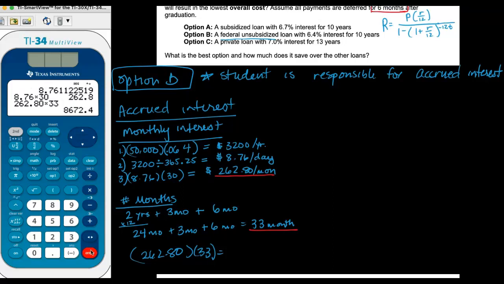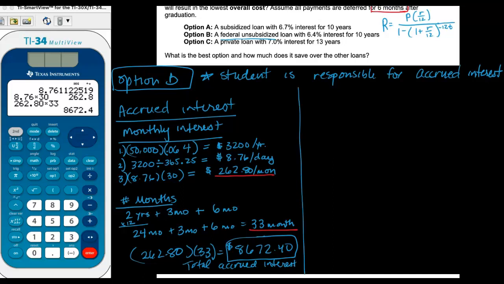And we get $8,672.40. And so that's the total accrued interest. And that's really important because now when we go to find our monthly payment, we need to find the principal because that's in the monthly payment formula.